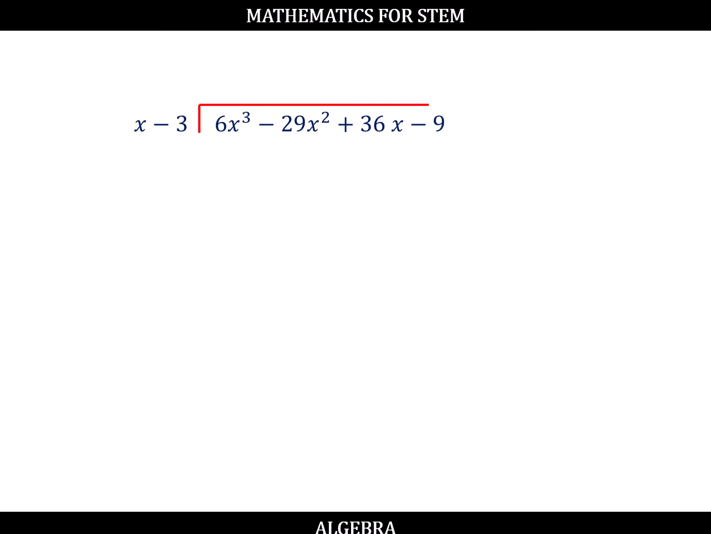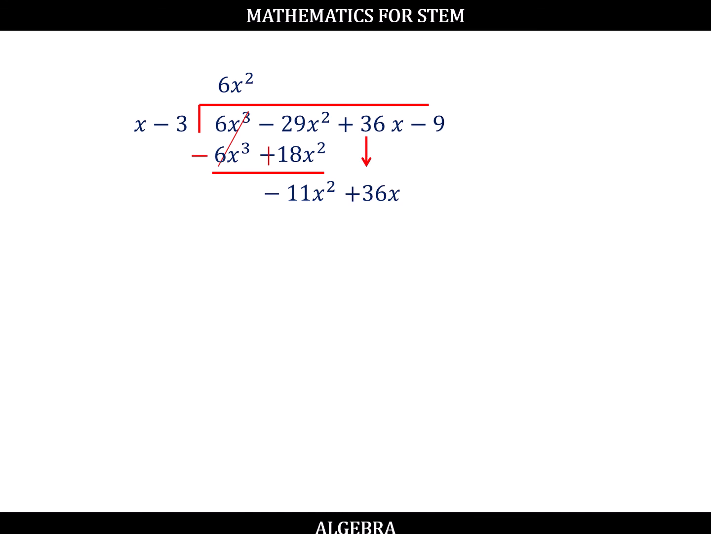Here we need to multiply x by 6x squared to make it equal to 6x cubed. So we're going to put a 6x squared on top. Then if we do that multiplication, x by 6x squared is 6x cubed. Minus 3 by 6x squared is minus 18x squared. The rule for long division then is to change the signs. So this gives a minus 6x cubed and a plus 18x squared. The x cubes then cancel. With the x squareds, we've got plus 18x squared minus 29x squared, and that's minus 11x squared. Next, we have to bring down the next term, which is the plus 36x.